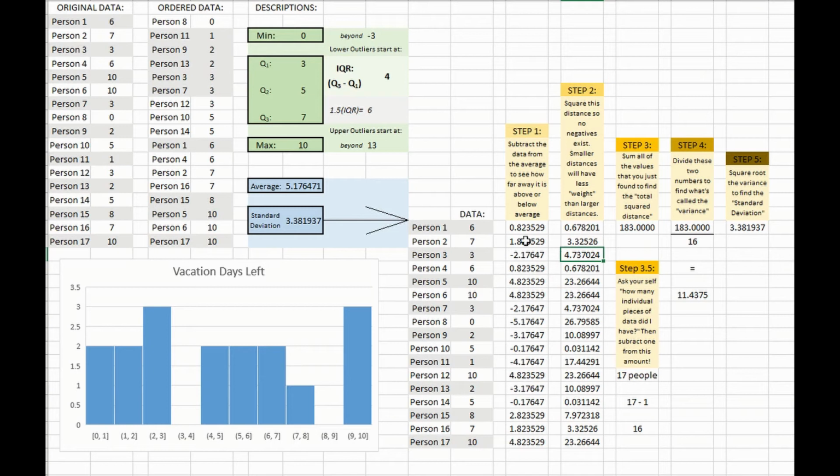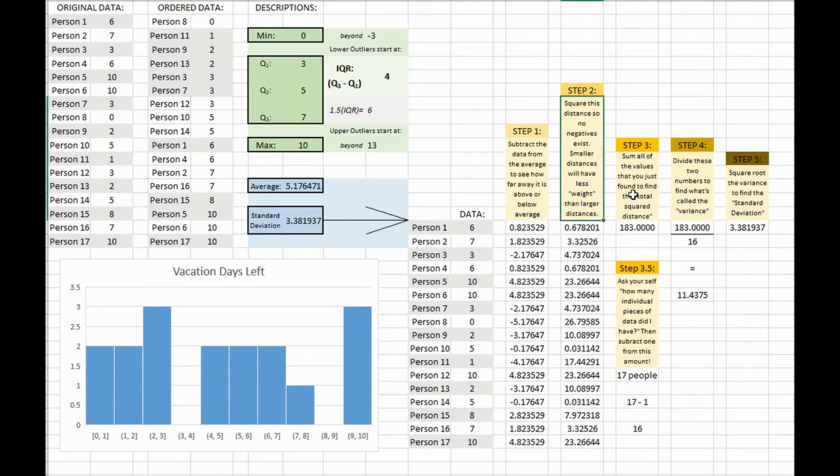So going through and squaring all of these values will produce these answers. Some of them are pretty big. If you look at 0 hours, when you found that difference, and then you squared it, it's over 25. So that's a little bit of the weight I was describing in the instructions.